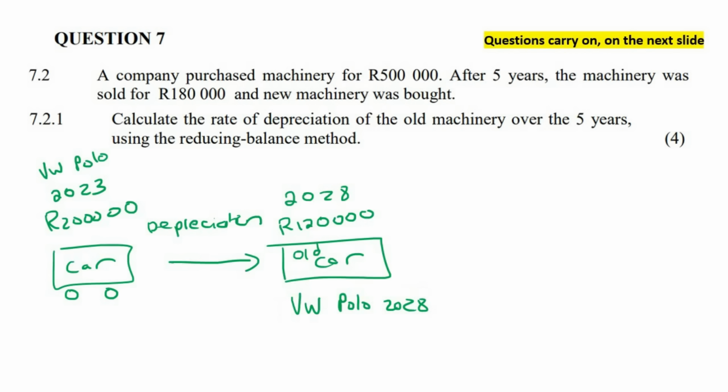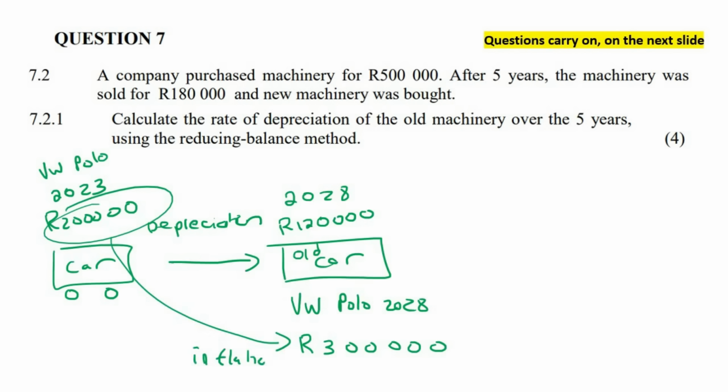Because remember what happens: this person is going to drive their car for 5 years, then they're going to sell it, and then they're going to buy a brand new VW Polo in 2028. Well, it's going to be worth more. Let's say this one's going to be worth 300,000 Rand. Why did the price increase from there to there? That's called inflation.